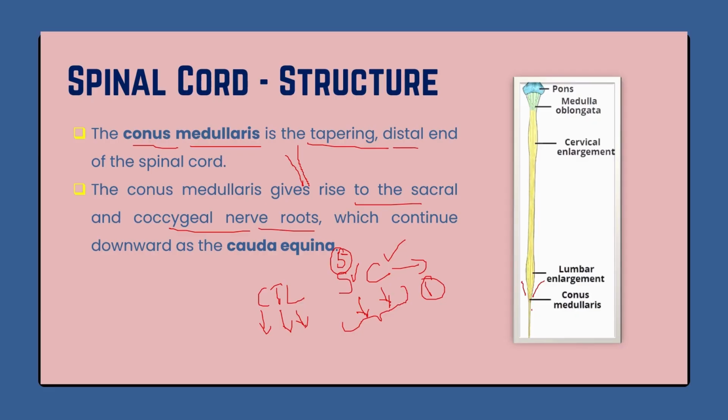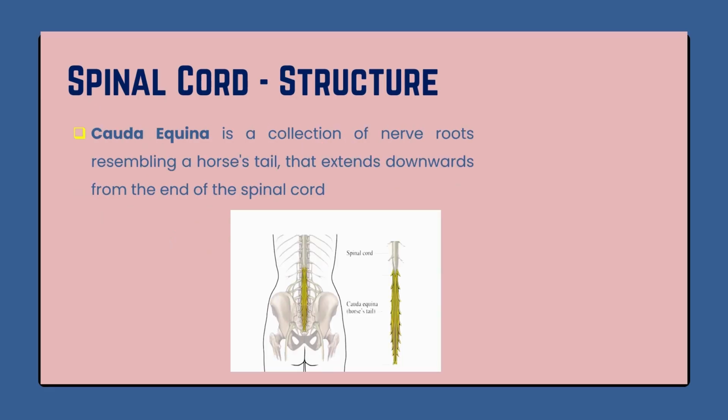So, conus medullaris gives rise to sacral and coccygeal nerve roots which continue downward as the cauda equina. Coming further down, it forms another part called cauda equina. Cauda equina. So, this term equina, I don't know if you know, but equine, the word is related to horses.